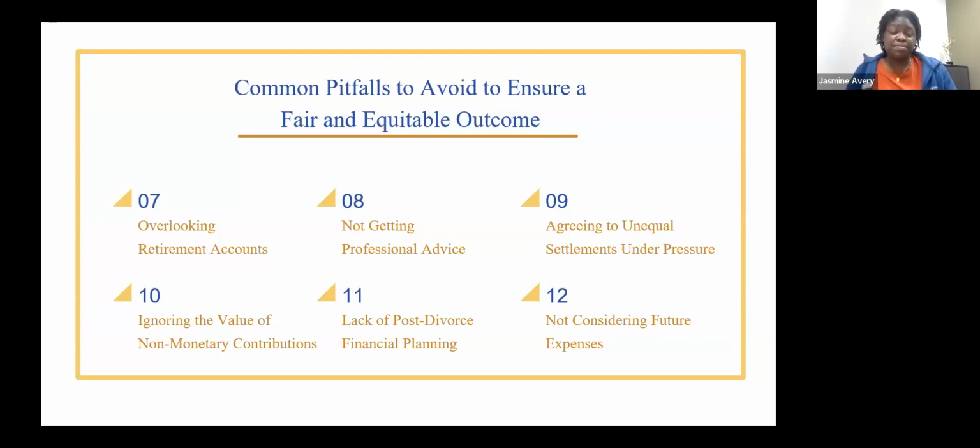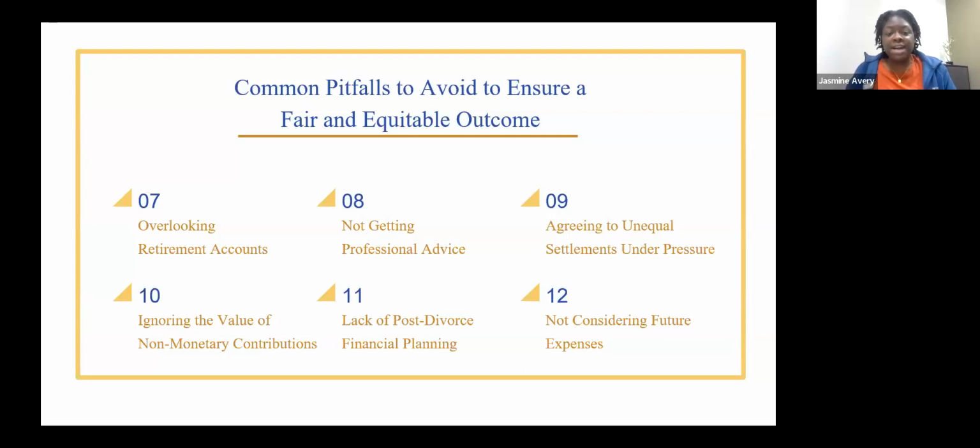We don't represent both spouses. We represent one of you. And so we are always going to be putting your interests first. And that is what we would like to do. We don't want you to agree to anything under pressure or under duress that you're going to regret later on.